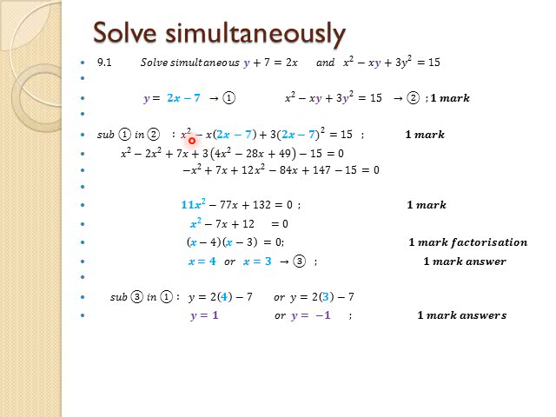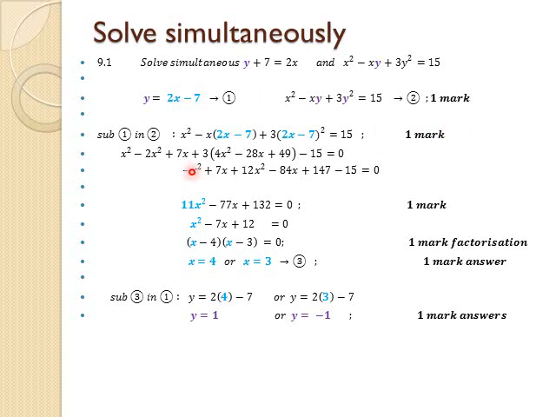So that stays x squared minus x. The y there becomes 2x minus 7, plus 3. And there y squared becomes 2x minus 7 squared, equal 15. So 1 mark for creating an equation, 1 mark for correct substitution.